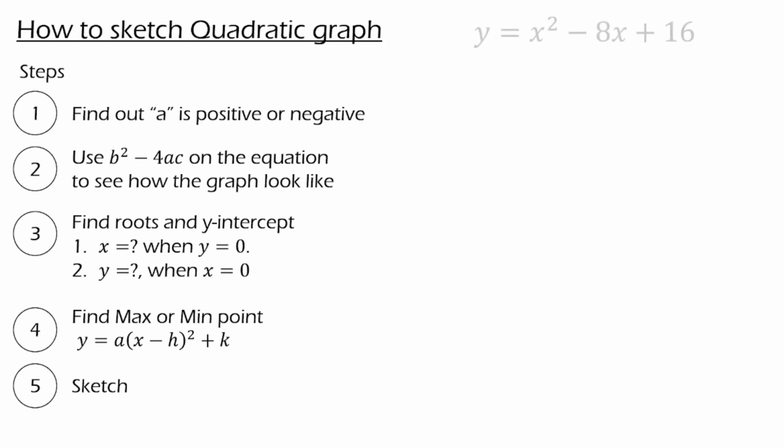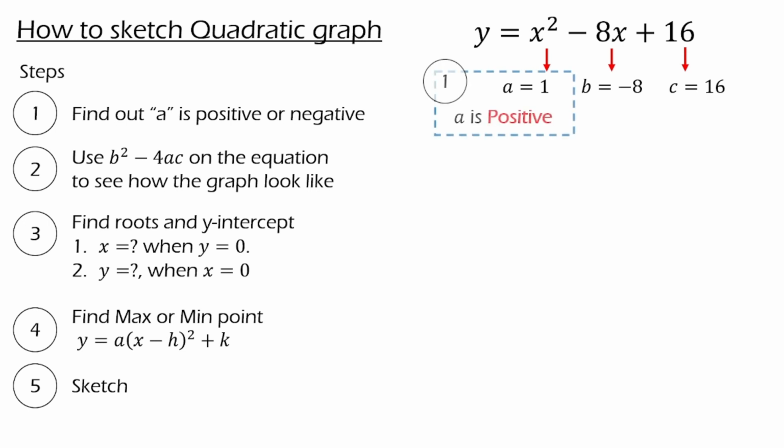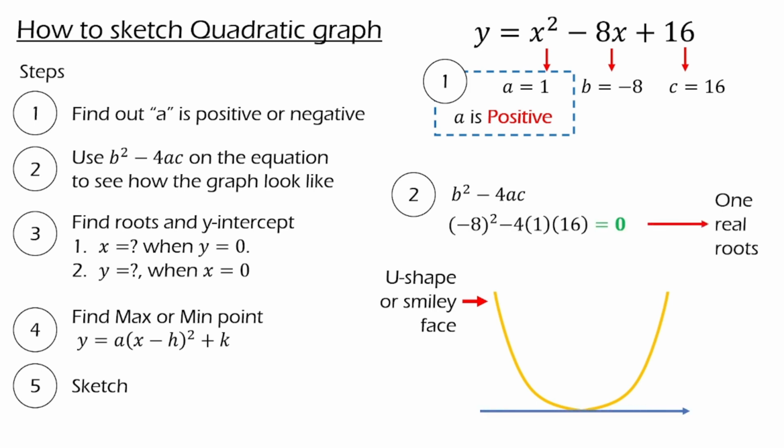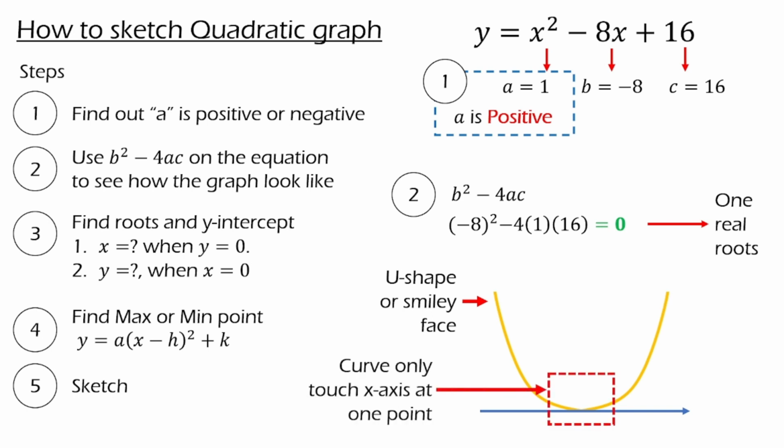For the fourth graph, we are going to sketch y equal to x squared minus 8x plus 16. We start like usual. We list down all the A, B and C. We identify our A, in our case here is equal to 1, which is positive, and therefore we are going to have a U shape. Move to the second step. We find our b squared minus 4ac, and we have b squared minus 4ac equal to 0, which means it only has one real root. As you can see in the graph, our curve only touches the x-axis at one point.